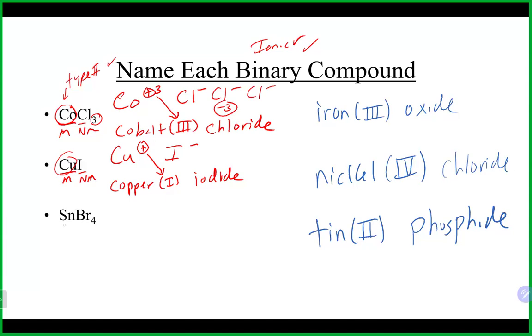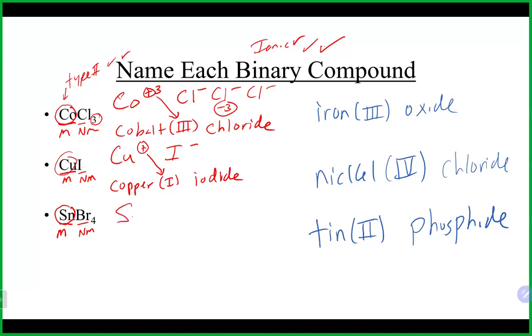Coming next, we have Sn, which is actually tin, which is a metal. Br is a non-metal. And again, that's going to be ionic. Tin is one of those, once again, that is technically not a transition metal, but is located to the right of it, below the staircase, in that lead, tin, bismuth sort of area. So it's going to check that type 2 box.